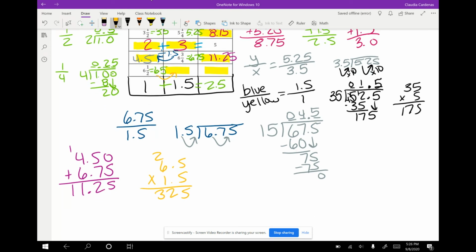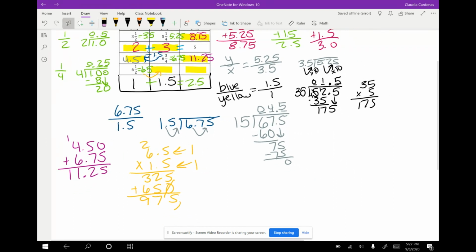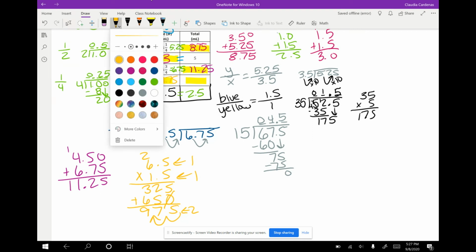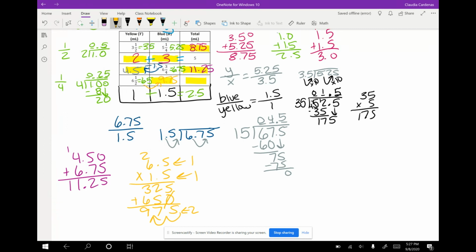And I'm going to just scroll down, putting my placeholder. And let's go ahead and add. There's one number behind the decimal point, one number behind the decimal point. So altogether, there needs to be 2 numbers behind our decimal point here. So we get 9.75 milliliters of yellow paint. Oh, I'm sorry, blue paint. Awesome. So if that is the case, we just now have to add them up to get our final total.